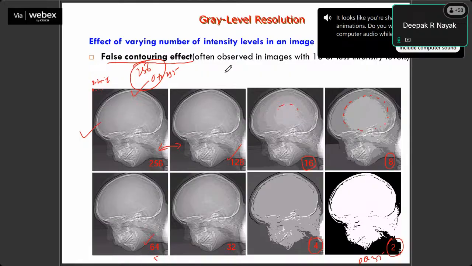This type of effect, checkerboard effect, false contouring effect, you may encounter while reducing the number of color values and while reducing the size of the image. So you need to be very, very careful while resizing and while reducing the number of gray levels or intensity values for solving a problem.